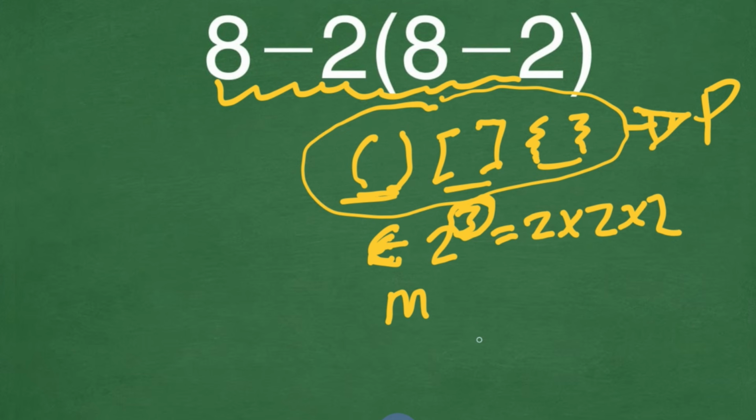The third thing we should solve is multiplication and division. These are the third priority. So we have to solve whichever comes first from left to right. Multiplication and division are equal in priority, meaning we have to solve them whichever comes first. And the last is addition and subtraction. So we have to solve addition and subtraction at last. Like multiplication and division, we have to solve addition and subtraction whichever comes first from left to right. So the same logic applies to addition and subtraction as well.